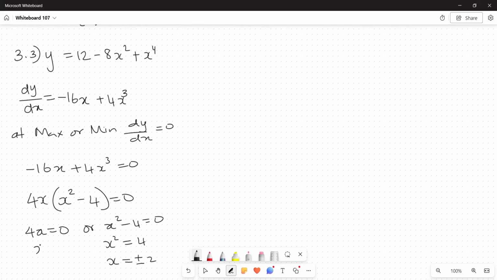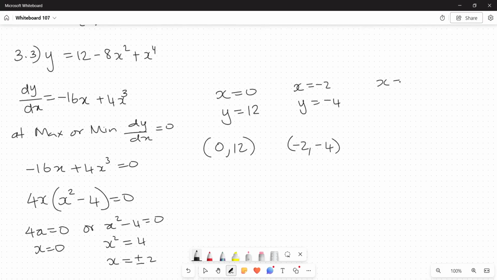Okay, so here x is 0. If x is 0, we substitute over there, we get y is equal to 12. So our first point is (0, 12). And then if x is negative 2, then we substitute in there, we get y is negative 4. So this is our second turning point. And then the last one, if x is 2, then y is also equal to -4, then our third turning point.